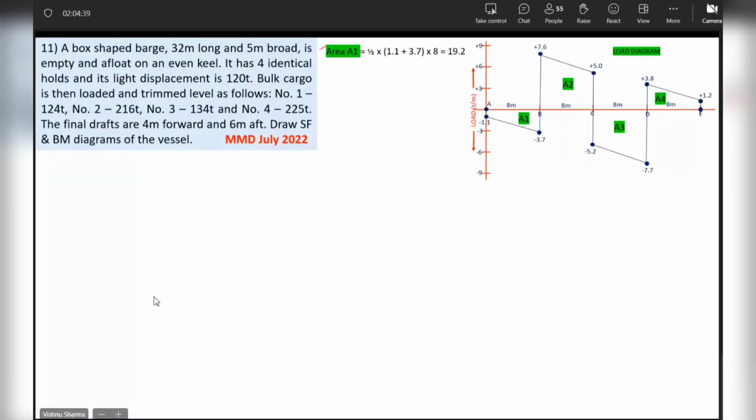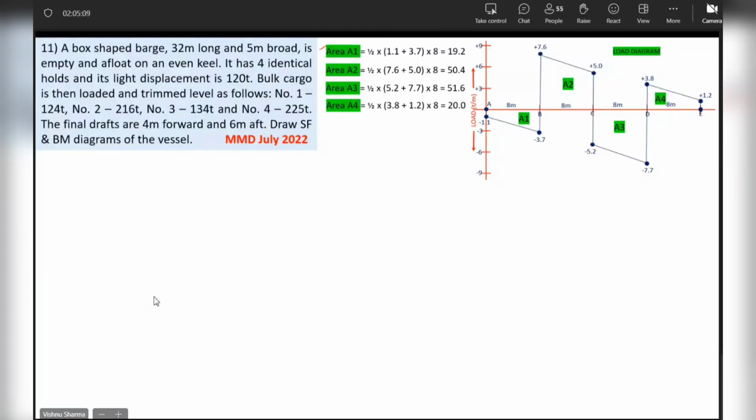Just see, it's the area of the trapezium, right? Half the sum of the parallel sides multiplied by the distance between them, right? Can you confirm if area A1 is, you know, this formula, right, beta? Trapezium? Okay. Yes. Likewise, I have calculated areas A2, A3 and A4 based on the values which are there in our load diagram.